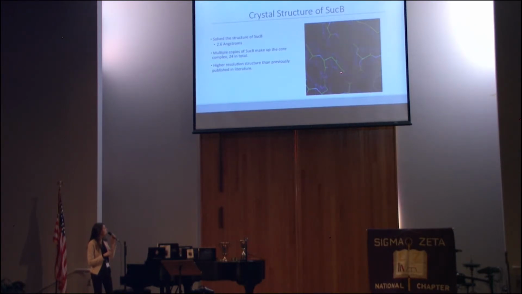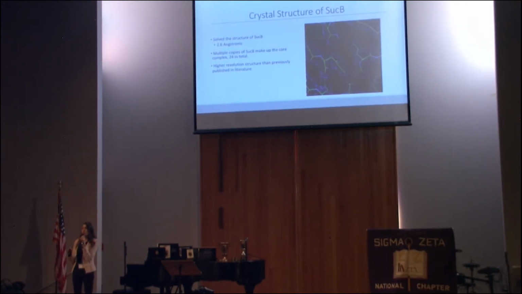We have in the blue the electron density that we got from the data at SLAC. And then the green bars are the amino acids of Suc-B that we actually modeled into the density. By doing this, you can get the full structure of Suc-B.